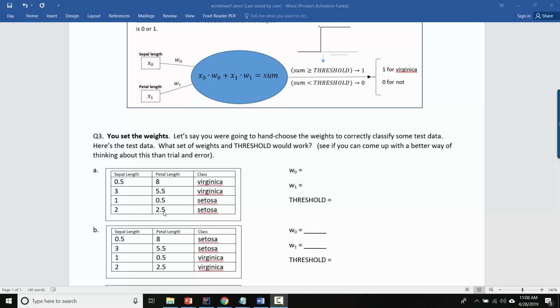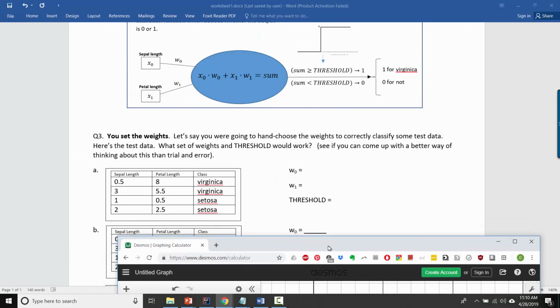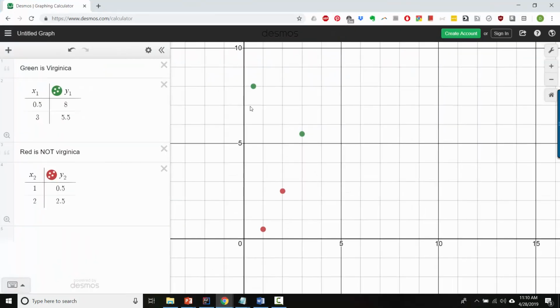I want to show you a productive way of approaching this idea that's going to lead to a really important insight about this type of classifier. Sometimes it's helpful to think about data graphically. So here I've plotted in green the 2 Virginicas and in red the 2 not Virginicas. And the x-axis represents the sepal length, and the y-axis represents the petal length. So I took the same data from the table, it's just that I plotted this as x and this as y. And we see this picture.